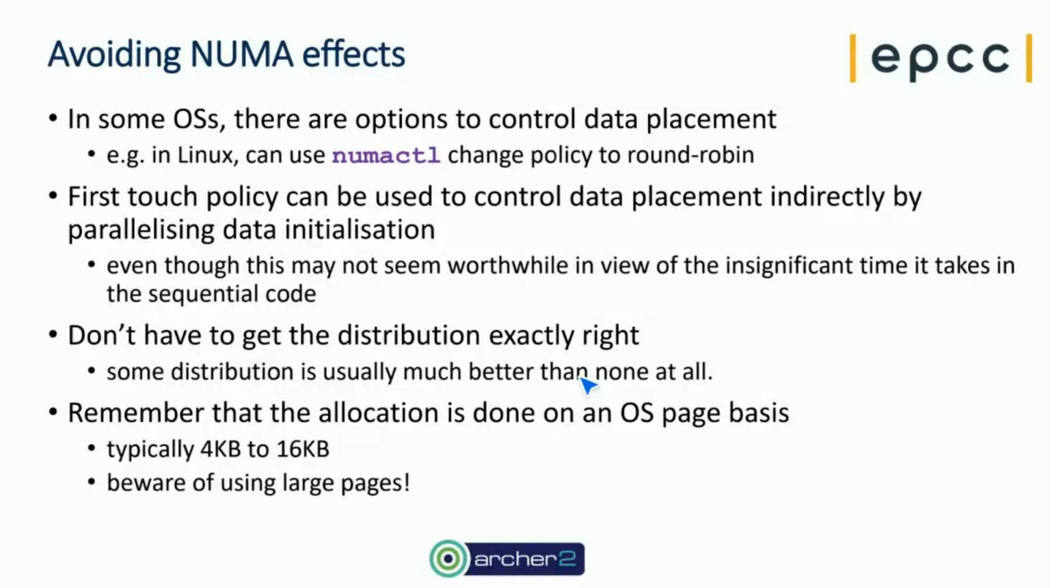You don't necessarily have to get the distribution exactly right, and what is exactly right may not be obvious unless you have very regular data structures and very regular access patterns from different threads. But usually at least some distribution is better than none at all. We really just want to avoid this situation where we end up with all our data in a single NUMA domain. And then just remember that the allocation is being done on an OS page basis, which is of order kilobytes, unless you use large pages.